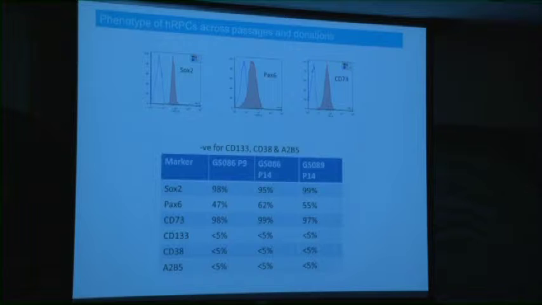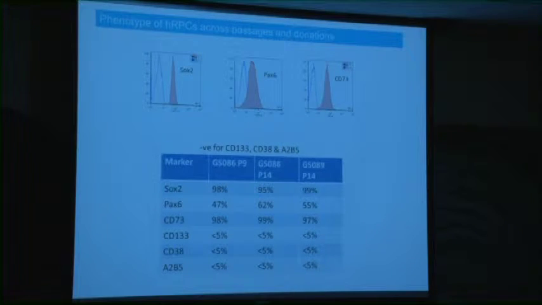SOX2 is expressed by over 95% of these cells, and that maintains after passaging. PAX6 is a little more variable. It's around 50%, but it does change a little bit. It just seems to be a little fluctuation. There's no consistency to it, but somewhere between 45 and 60% of the cells are PAX6 positive.